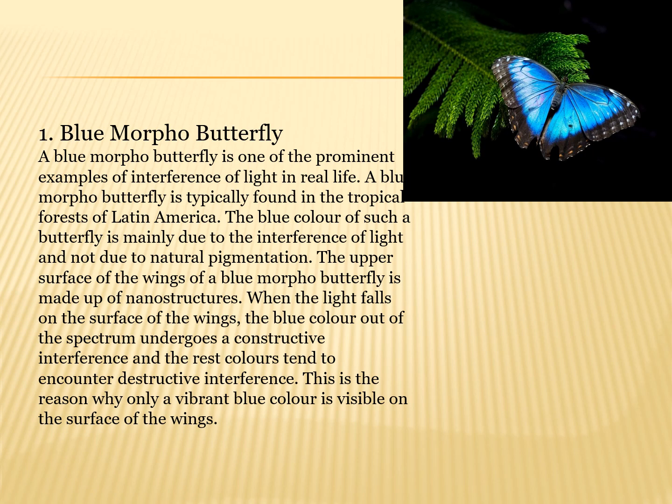The upper surface of the wings of a blue morpho butterfly is made up of nanostructures. When the light falls on the surface of the wings, the blue color out of the spectrum undergoes constructive interference and the rest of the colors tend to encounter destructive interference. This is the reason why only a vibrant blue color is visible on the surface of the wings.